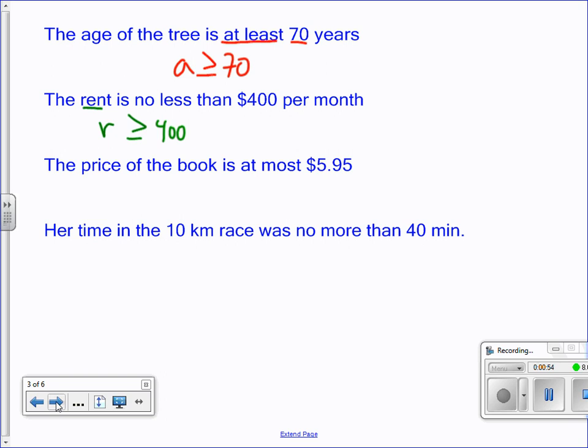The price of a book is at the most $5.95. The price of the book is at most that much. So my price is going to be $5.95, but it is going to be less than or equal to that because it is at most that price. And let's take a look at a race. Her time, so let's use time as T. Her time in the 10-kilometer race, not useful information, was no more than 40 minutes. It was not more than that, so my time is less than or equal to 40.